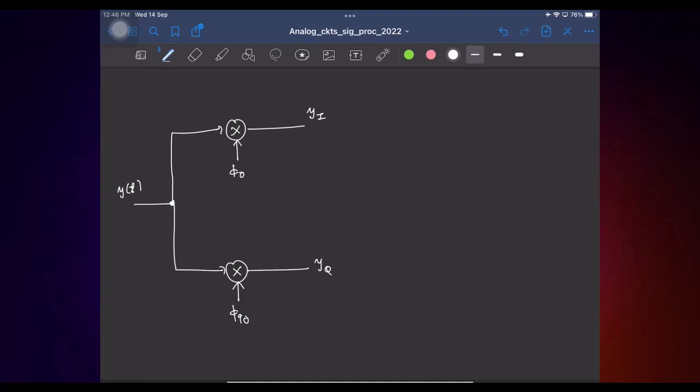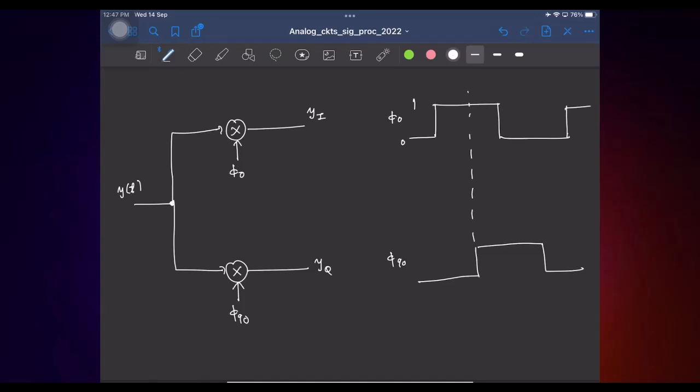Okay. Now, ideally, we should be multiplying with cos and sine, but as we have been seeing all along, multiplying with cos and sine is not practical. So instead, we'll be multiplying with square waves. So let's say we have a 50% duty cycle square wave. This is φ0, and φ90 will be basically a 90 degree phase shifted version. Right? Again, this goes from 0 to 1.